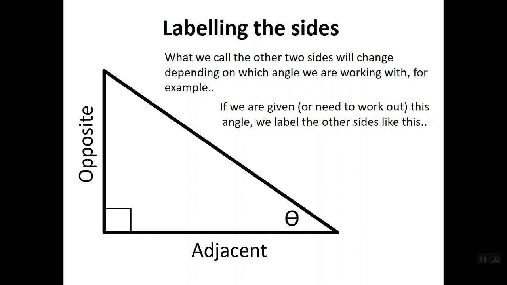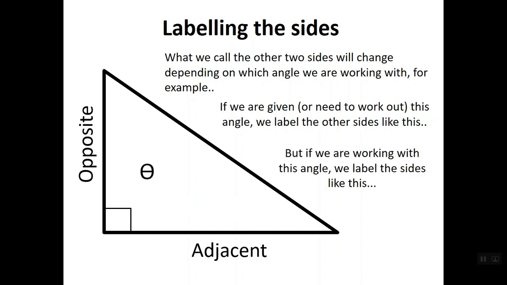Look carefully at what will happen now. If I change the location of the angle, the opposite and adjacent sides also change, okay? But what always remains the same is the hypotenuse.